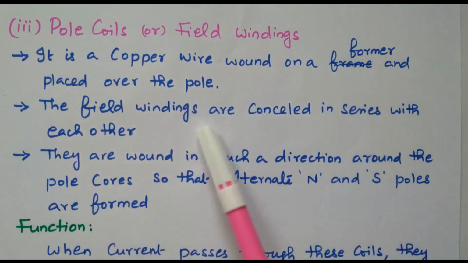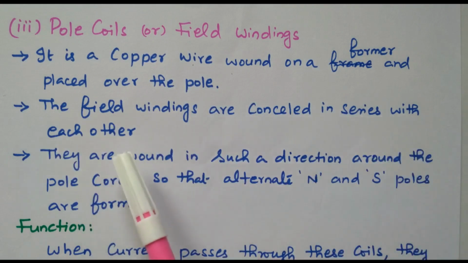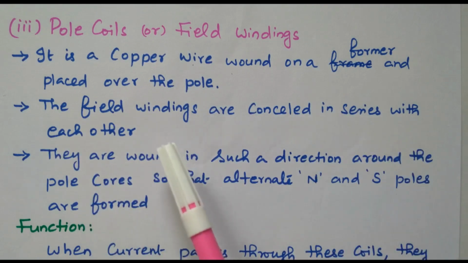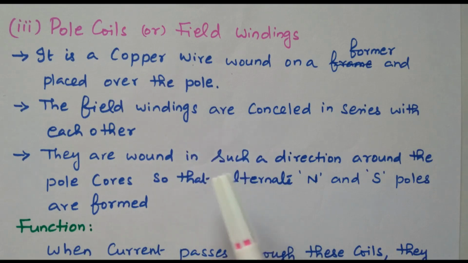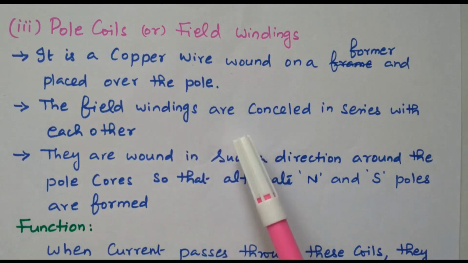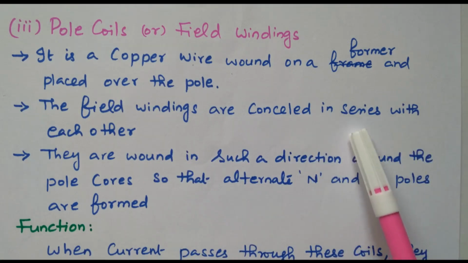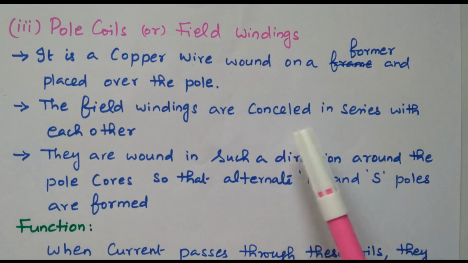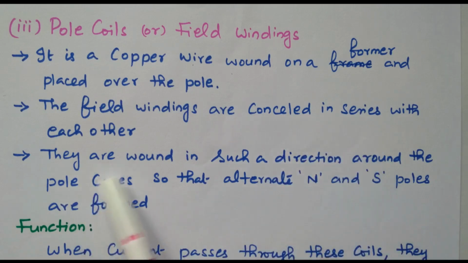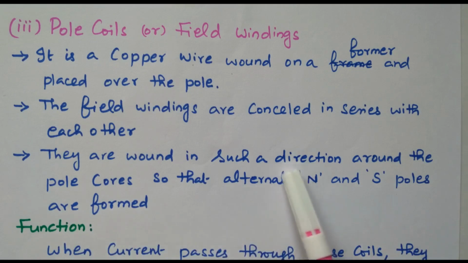The field windings are connected in series with each other. All the field windings are connected together in opposite directions, so that it will produce N pole and S pole alternately. It is not connected in a unique direction. It is an opposite connection, so that the alternate poles are created. They are wound in such a direction around the pole core that alternate N and S poles are formed.